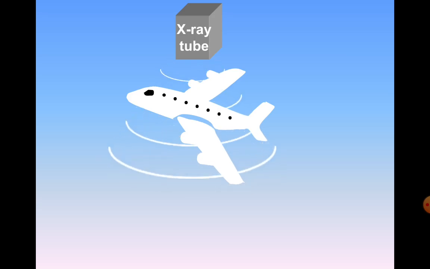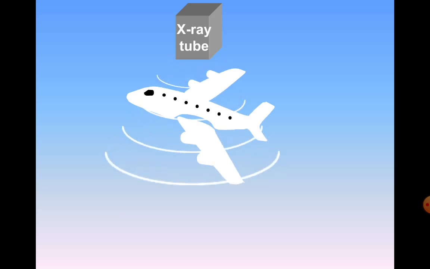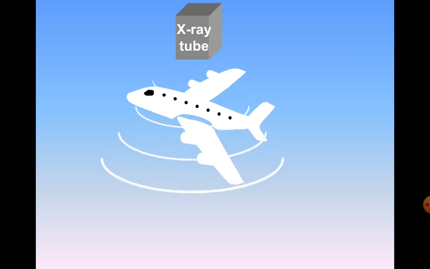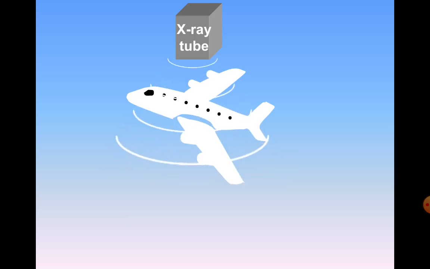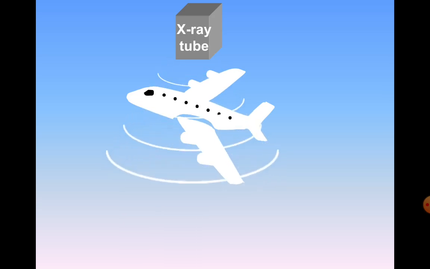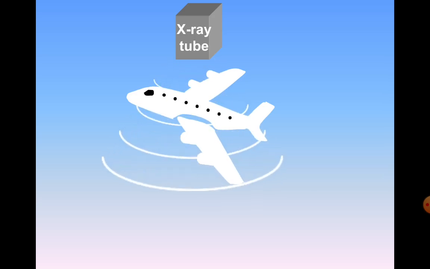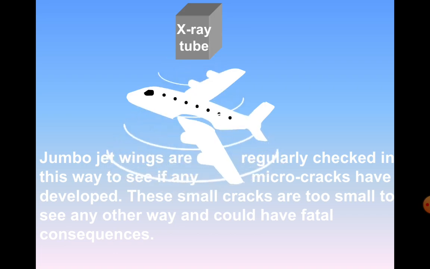Now, in order to check if there are cracks on the wings in a jumbo jet or in an airplane, we use X-ray tubes. Micro cracks could cause a big danger if they appear in the wings of an airplane. So they need to be checked very carefully over a period of time. They are regularly checked to see if there are microcracks, because microcracks can actually become bigger and bigger and the wings could fall or break.